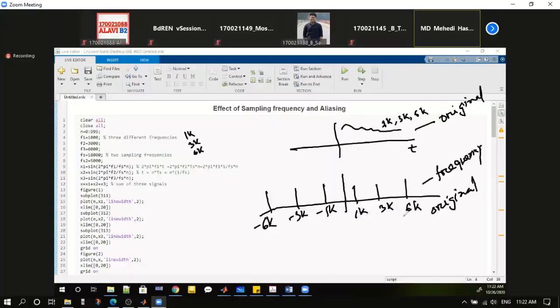Now, this is the original signal. Now, I have to do the sampling. What is the sampling frequency? Sir, there are 2 sampling frequencies. 18K and 5K. One is 18K, another one is 5K.